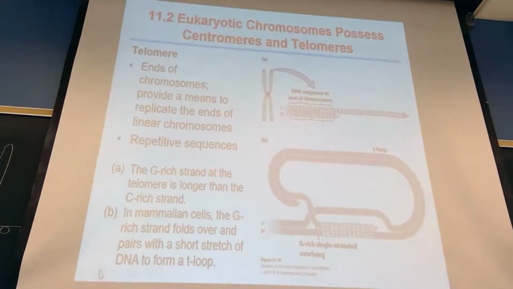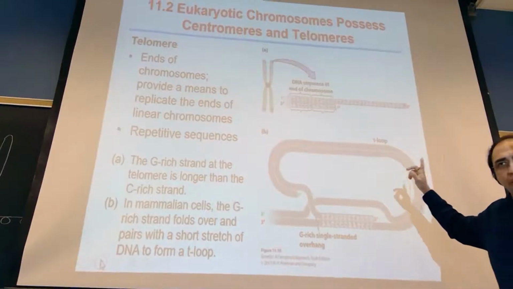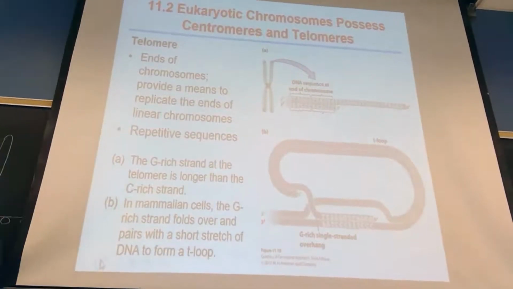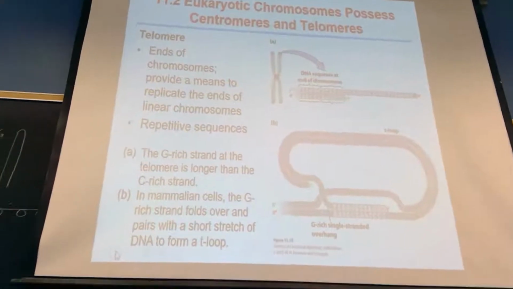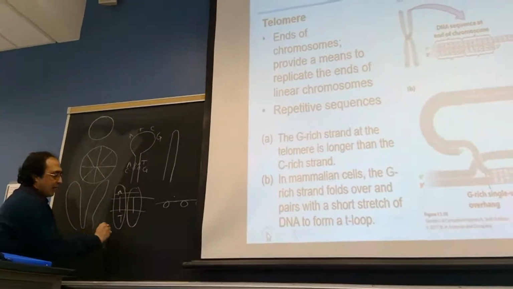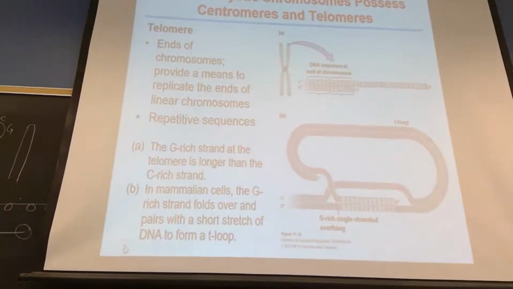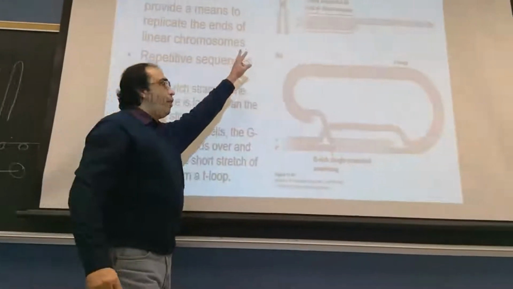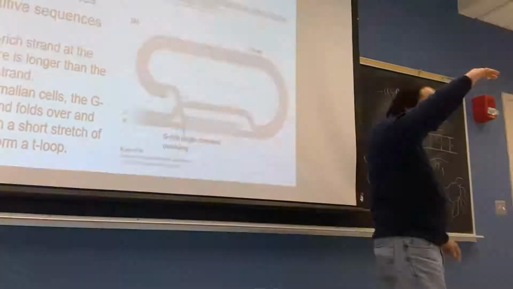The telomere is the last part of the DNA, the end of the linear DNA. Bacterial DNA is circular, so there is no telomere in bacterial DNA. But eukaryotic DNA is linear in structure, and this last part of the DNA is called the telomere. The most important point is that in the telomeric sequence, there is one overhanging part.